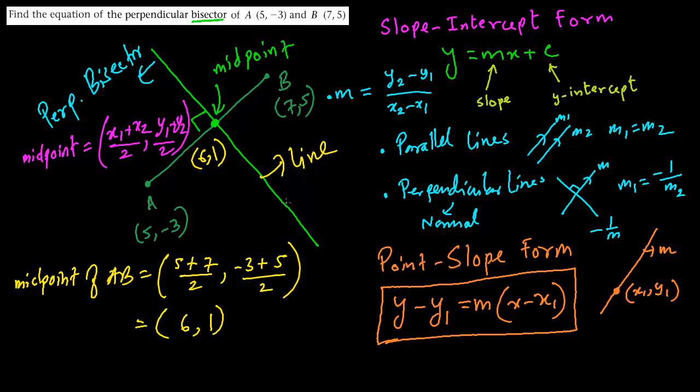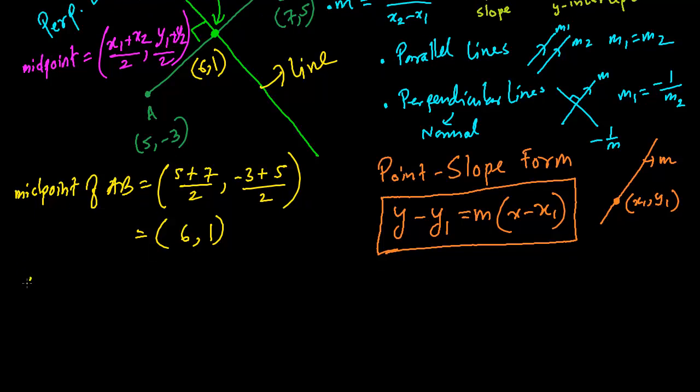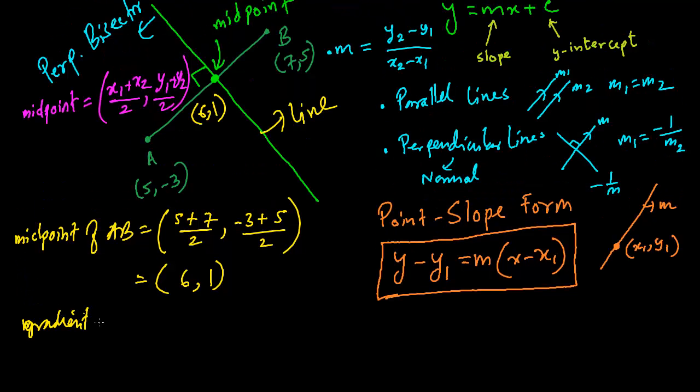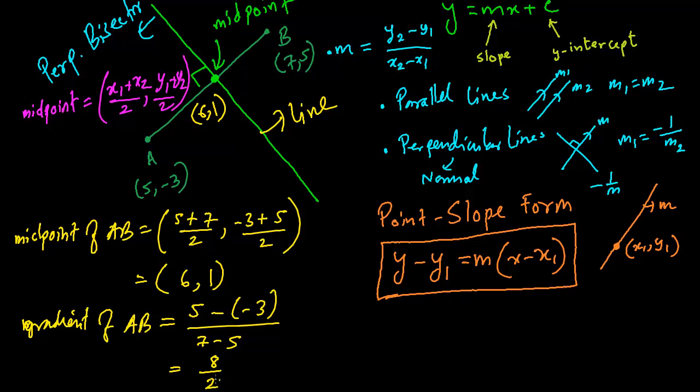Now we need to know the gradient of this line. Since this line is perpendicular to AB, we have to find the gradient of AB. So let's first find the gradient of AB. The gradient of AB is going to be change of y, 5 minus minus 3, divided by change of x, 7 minus 5. 5 minus minus 3 is 8. 7 minus 5 is 2. So 8 by 2 is 4.